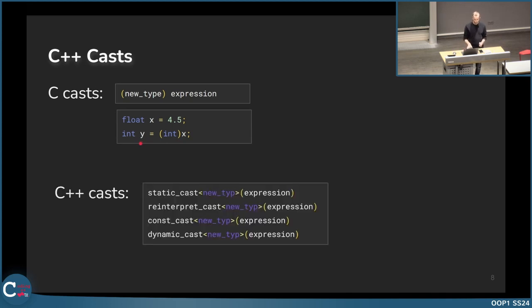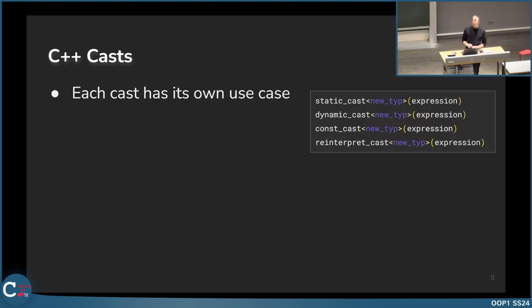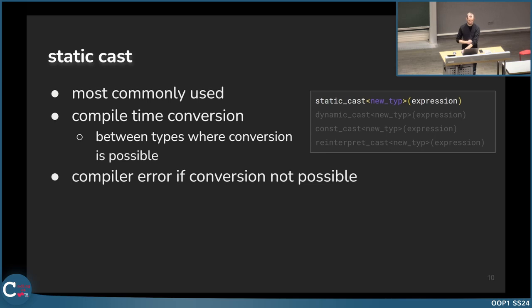In C++, there are four types of casts now. And we will discuss all of them: the static cast, the reinterpret cast, the const cast, and the dynamic cast. Let's go ahead with the static cast. Each cast has its own use case. The static cast is most likely the one which is most commonly used, which is also comparable to the one you know from C.